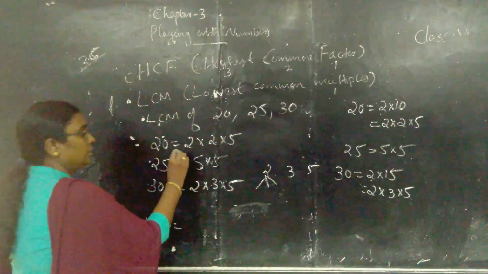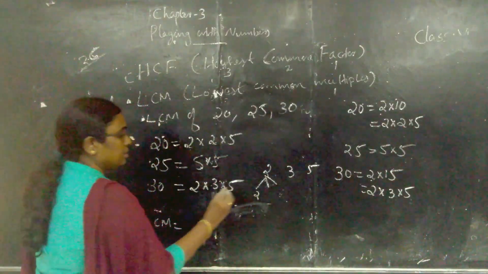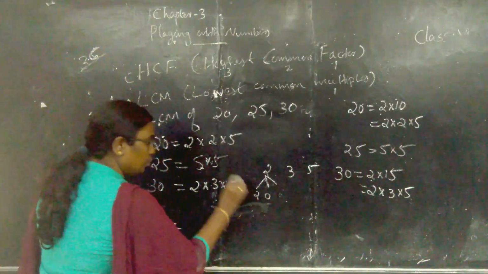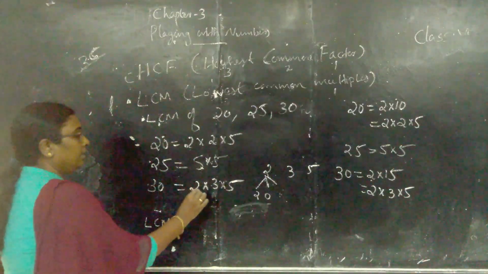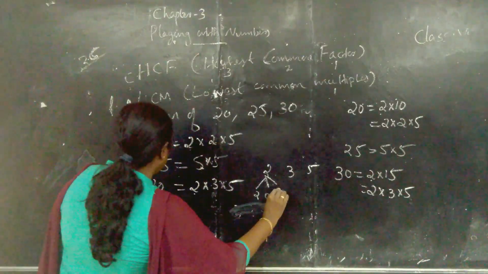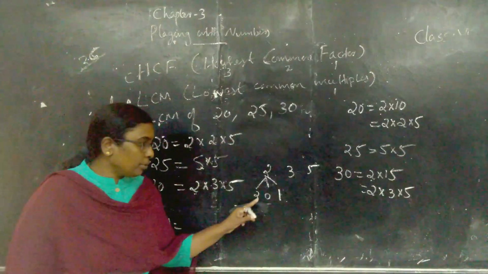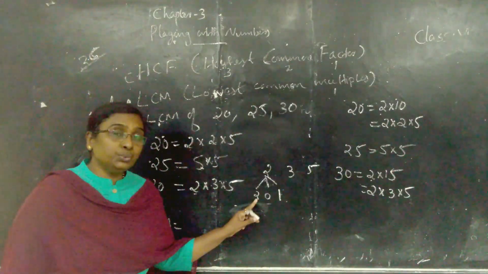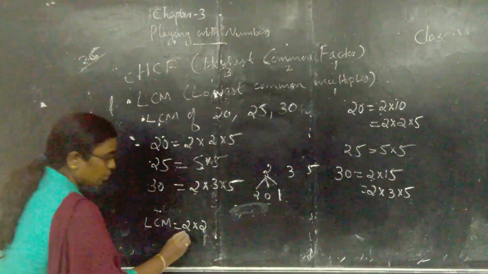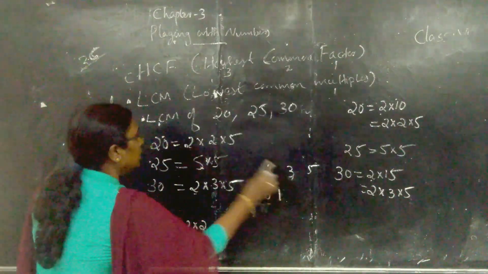There are 3 numbers. How many times does 2 occur in 20? 2 times. In 25, how many times does 2 occur? 0 times. There are no 2's in 25. Then, in 30, how many times does 2 occur? Only 1 time. Now, the maximum number of times is 2. So we take that one. Therefore, 2 into 2.